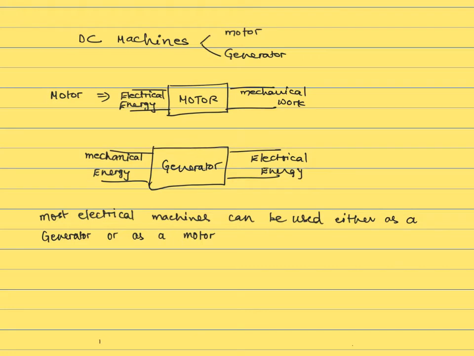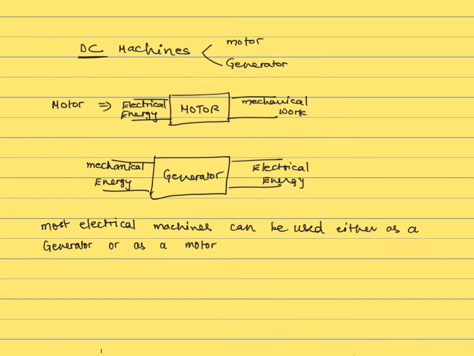So that was the idea about motor and generator. Now since this chapter is about DC machines, when we're saying the motor takes electrical energy, here it's going to be DC power. And when we're saying produces electrical energy, here it's going to be again DC electrical power.